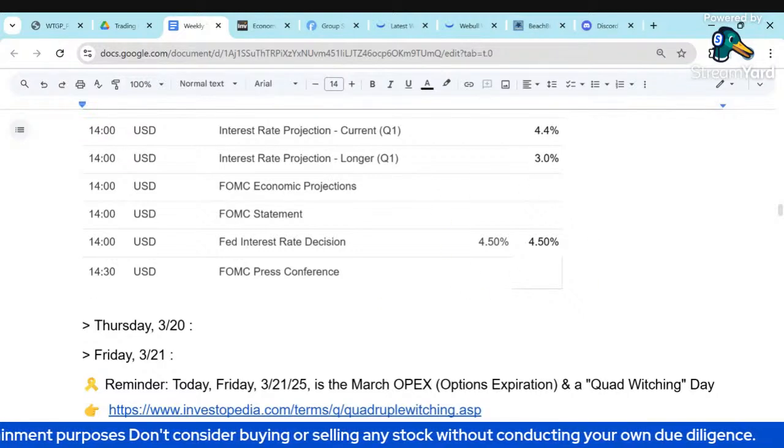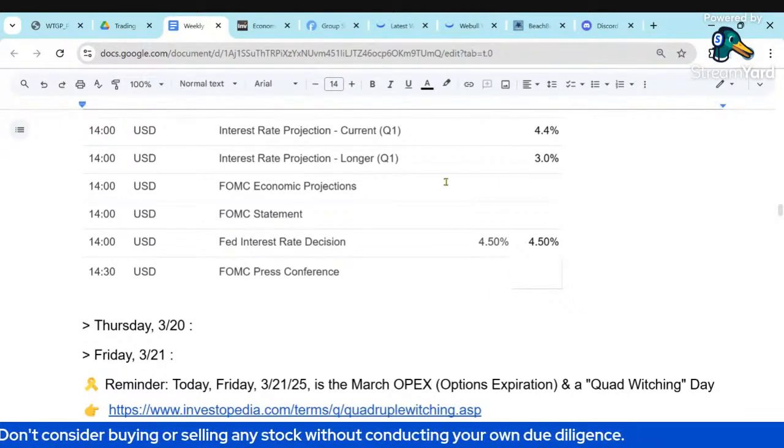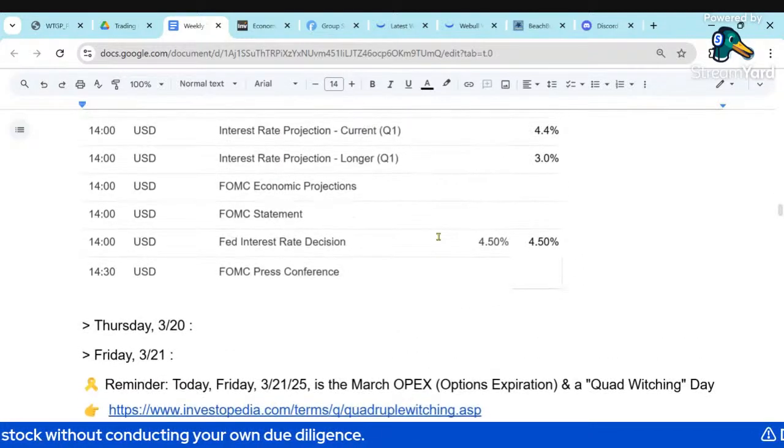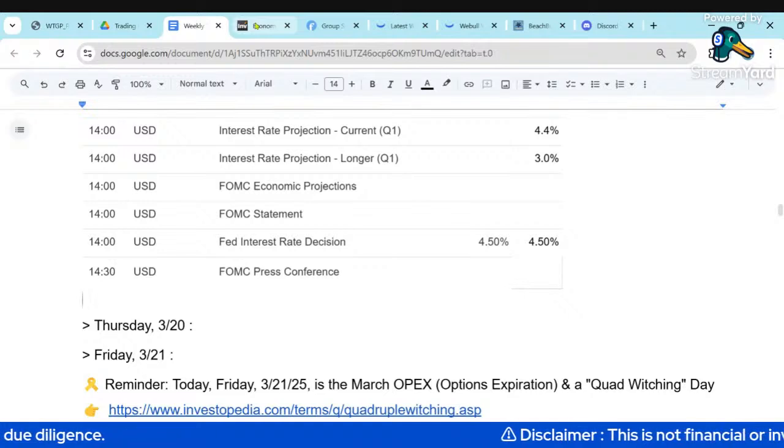Okay, let me grab a drink and we'll go over the rest of the economic data from last week and then look at the economic data upcoming for next week.